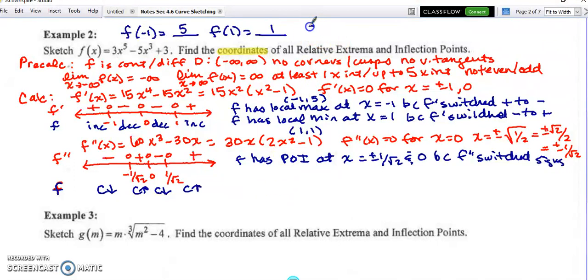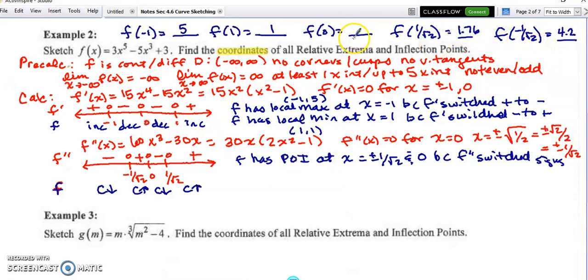Right? And they ask for the coordinates. So again, you would have to come and plug in f of 0, f of 1 over square root of 2, and f of negative 1 over square root of 2. And just using your calculator and plugging it in. For negative 1 over square root of 2, you get approximately 4.2. Now on the AP, of course, we do 3 decimals, but for what we're doing here, this one is 1.76, and f of 0 is 3.